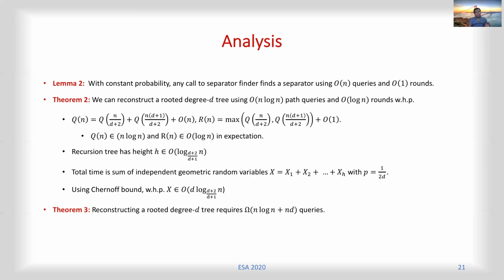So we also have a lower bound saying that any algorithm to reconstruct the degree d tree requires omega of n log n plus nd path queries, and it works for the worst case of a deterministic algorithm and also the expected value of a randomized algorithm.